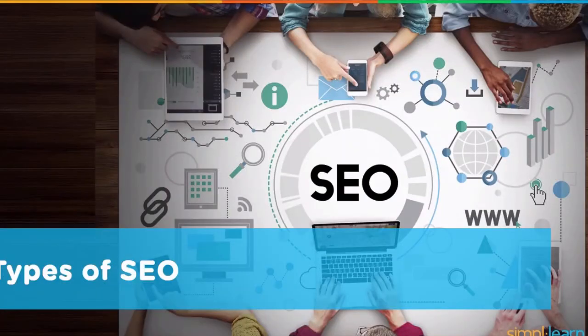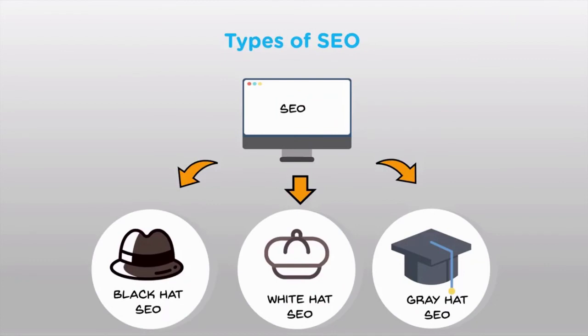Now that we've talked about some of the different algorithm changes that Google has made over the years and continues to make, let's segue into the types of SEO. When we talk about the types of SEO, we're really talking about doing what's right, what's expected, versus doing something that is trying to cheat the system. And so you may hear the terminology black hat SEO, white hat SEO, or gray hat SEO.